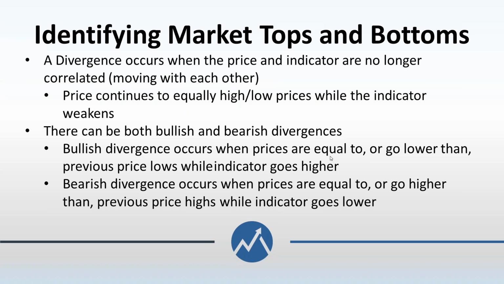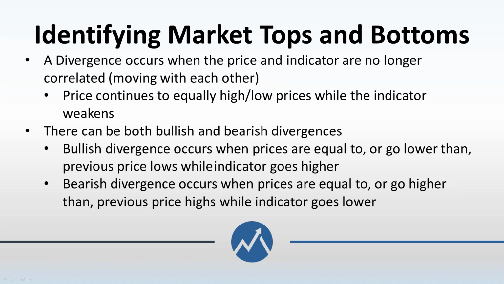Now, divergence occurs when the price and indicator are no longer correlated, no longer moving with each other. Normally when we're looking at a price chart that's going like this, we want to see the momentum with an uptrend and the upside histogram strengthening as it goes higher. Sometimes price action will continue to go up and momentum will start to weaken. When price action hits a new high but momentum stays lower, that's called a divergence, and it's going to be weakening.